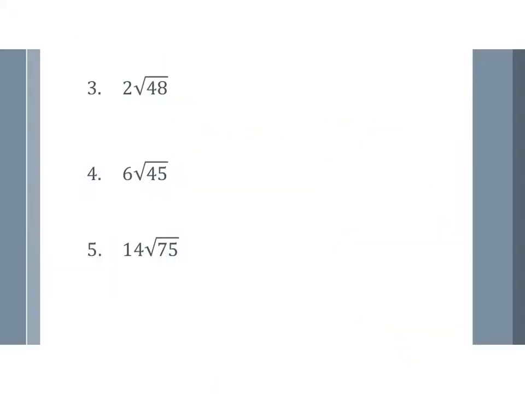Now, notice we just did the square root of 48. So we already saw that the square root of 48 simplifies to 4 square root 3. Now, notice this problem has a 2 out front. So I need to take whatever comes out of the square root and multiply it by what's already outside. So the 2 is already out there, the 4 came out, multiply it, and my final answer here is 8 square root 3.